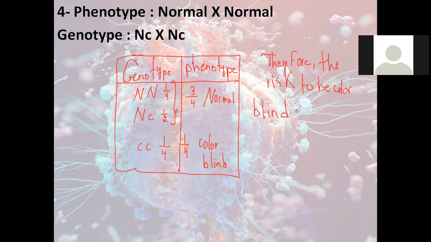But if I asked you what is the risk to be normal? It's 3 over 4. Okay? What is the risk to be, for example, normal and homozygous? Here it is. It's 1 over 4. What is the risk to be heterozygous and normal? It's 1 over 2. So you pay attention to the given in the question and to the asked question.